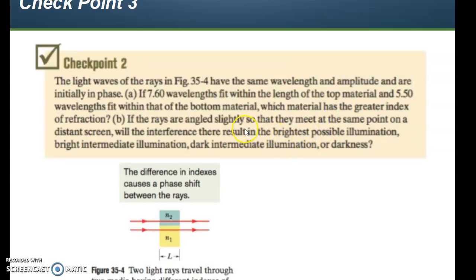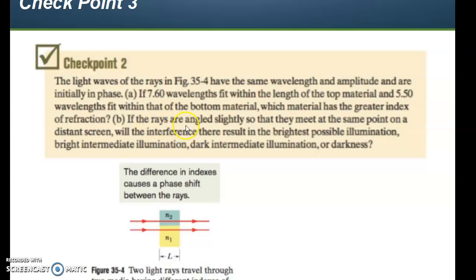Now, here's another one. You can look at that same type of concept. You have light waves, rays right here, of the same wavelength and amplitude, and they're initially in phase. If 7.60 wavelengths fit within the length of this material right here for the top material, and only 5.50 fit through this one right here, which material has the greater index of refraction? Okay, so what that means is that the top one has to have the greater index of refraction because it has many more wavelengths fit into it. It's the faster one. Okay.